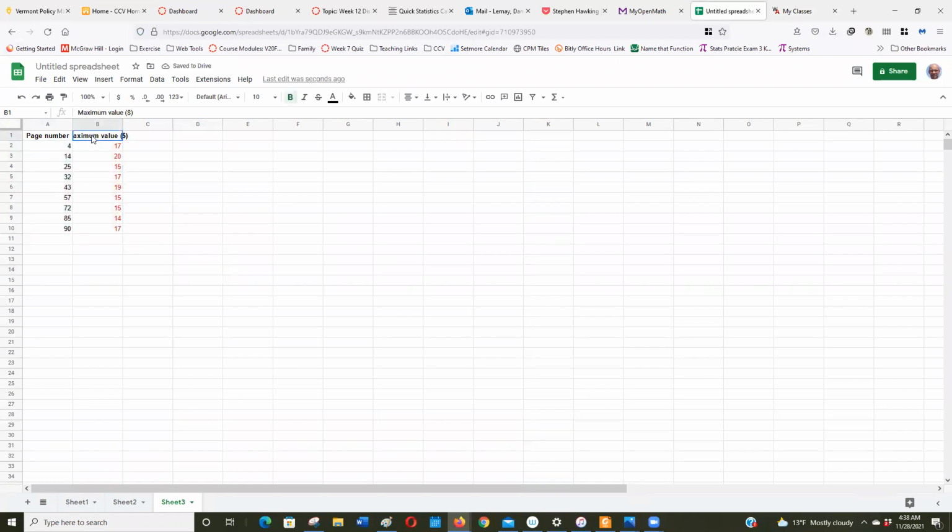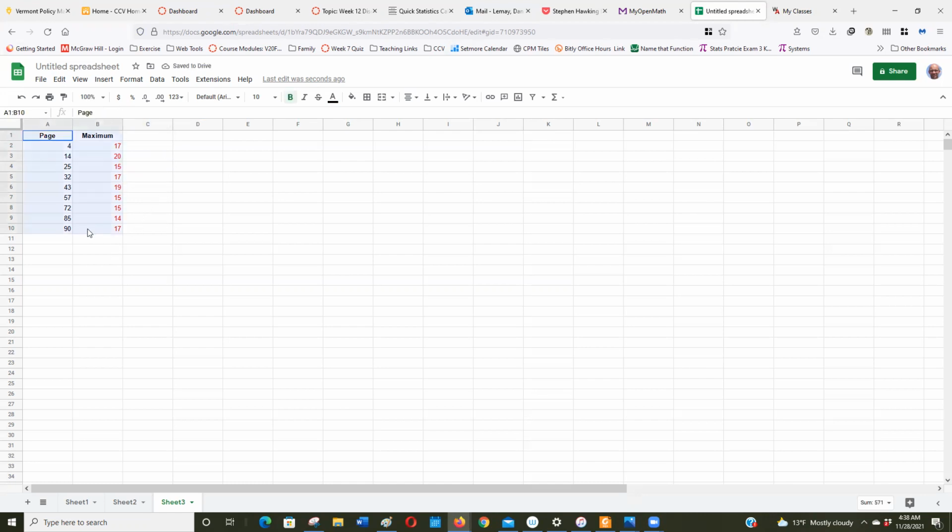Now I'm trying to predict the maximum value of the discount based on the page number in the book, right? So I know page number is X, maximum value is Y. Now there's a lot of calculators out there that'll do this. I'm going to point you towards the Rossman Chance regression calculator because it does it all at once. And we get everything all on one screen.